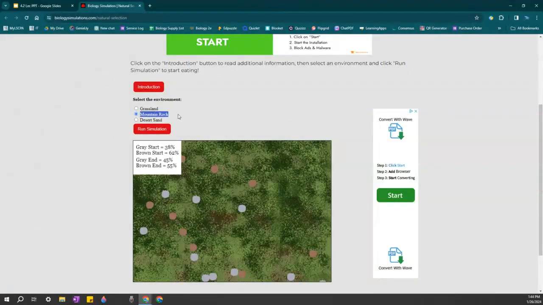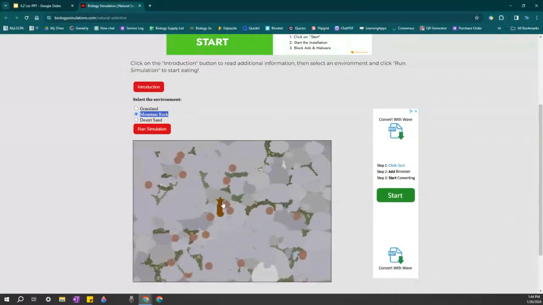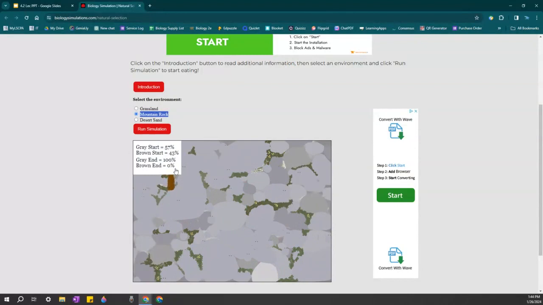But what if we lived in a gray, rocky environment? Now the predator is going to have a really hard time seeing those gray bunnies because they just blend into the environment so well. So my predator is eating as many animals as it can. But you might notice that we can't eat those gray bunnies as easily because they're harder to see. So I started out with basically a 50-50, so 57% gray, 43% brown. But by the end of that simulation, my population was 100% gray.